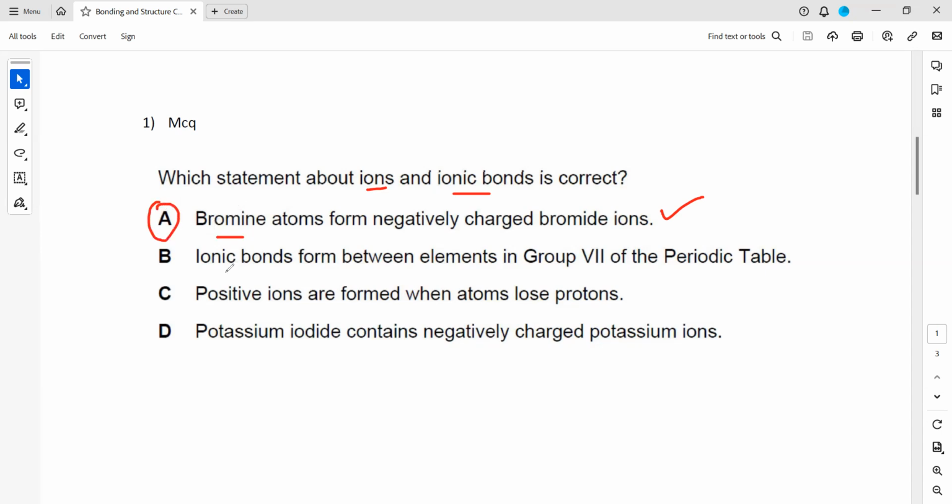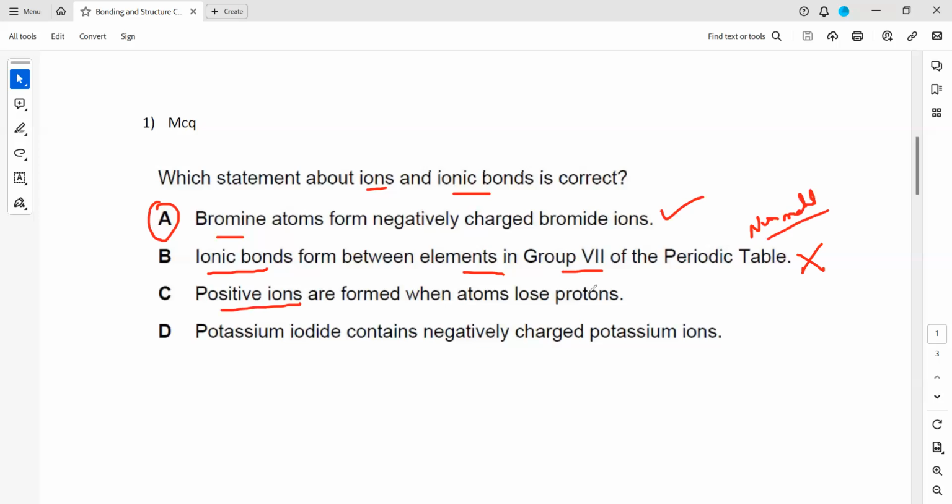What about B? Why is B wrong? Ionic bonds form between the elements in group 7 of the periodic table. Group 7 elements are non-metals, and if two or more non-metals are there, they don't form an ionic bond, they form a covalent bond. That's why statement B is wrong.